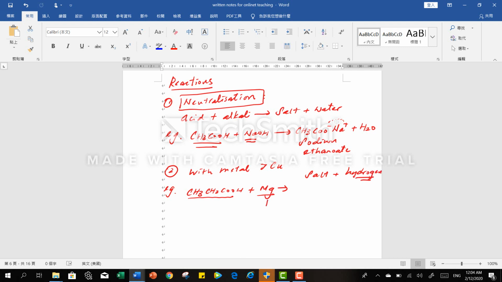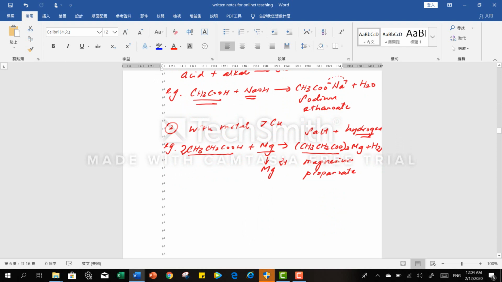So remember, magnesium, when it turns to a cation, sorry, it carries two positive. So it will be, after switching the charge, 2Mg plus H2. Then you will have to balance it by adding a 2 in front of carboxylic acid. So this is magnesium propanoate, okay? Because it contains 3 carbon. Okay, this is the second reaction. We learned that before, okay?